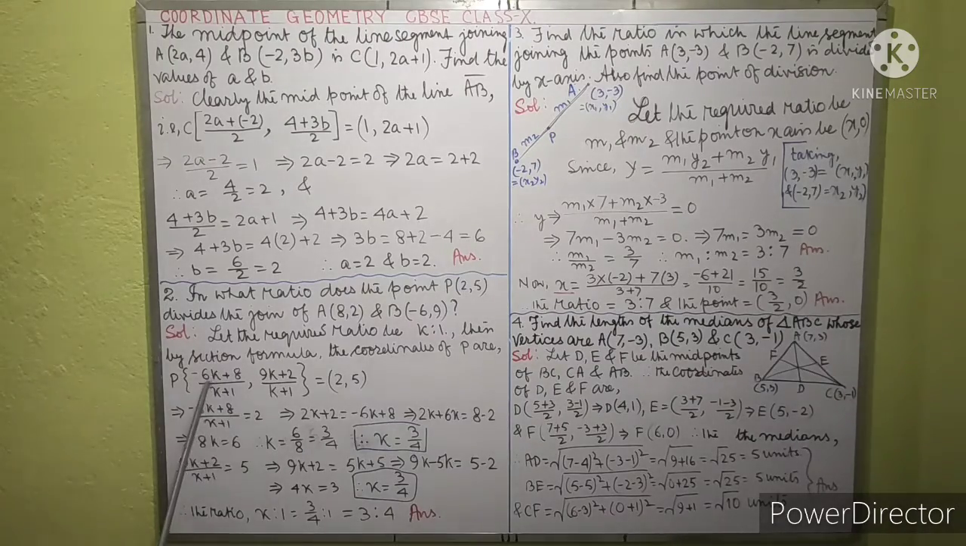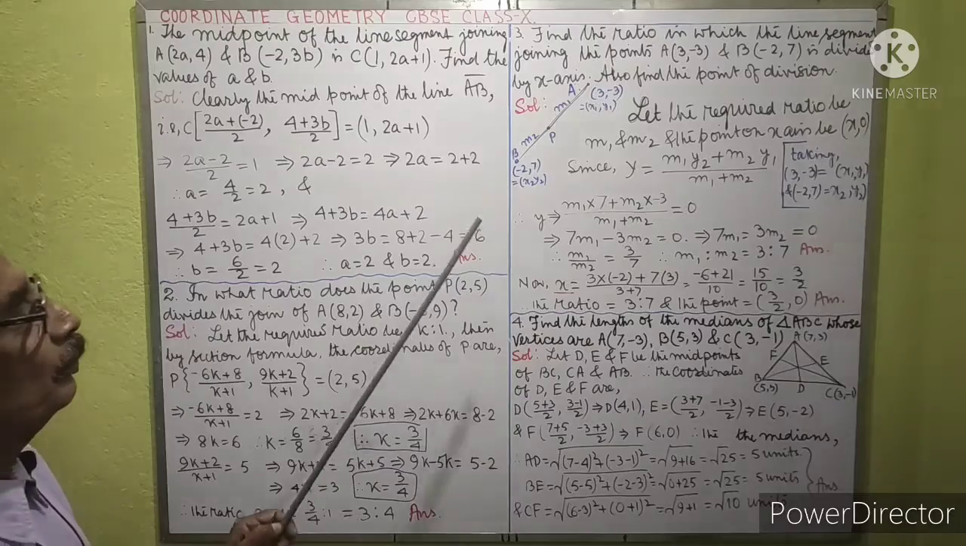Calculating this one, (minus 6k plus 8) by (k plus 1) equals 2. So here we are getting k equals 3 by 4. And from the second part, (9k plus 2) by (k plus 1) equals 5, and this also gives k equals 3 by 4. We assumed the ratio is k is to 1, so k is to 1 equals 3 by 4 is to 1, that is 3 is to 4. Therefore, the ratio equals 3 is to 4. This is the answer.